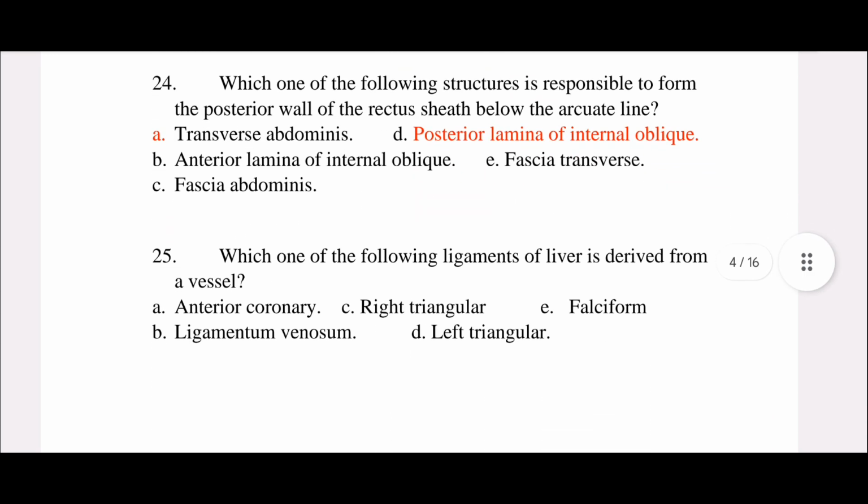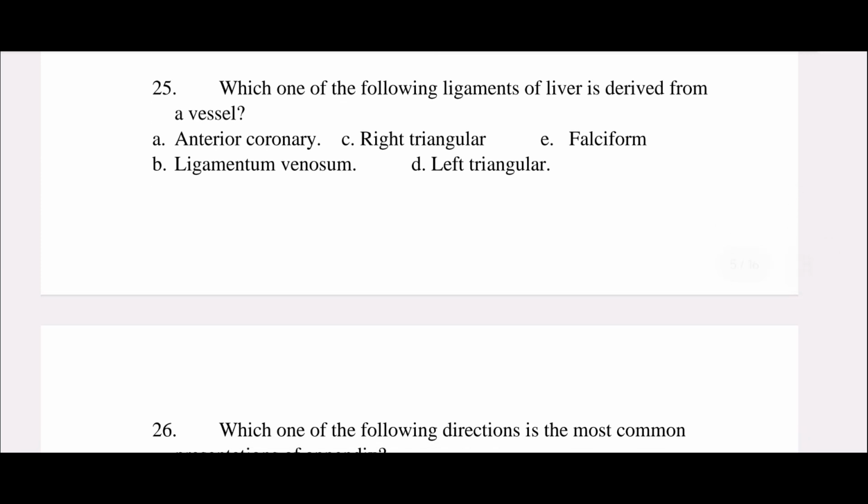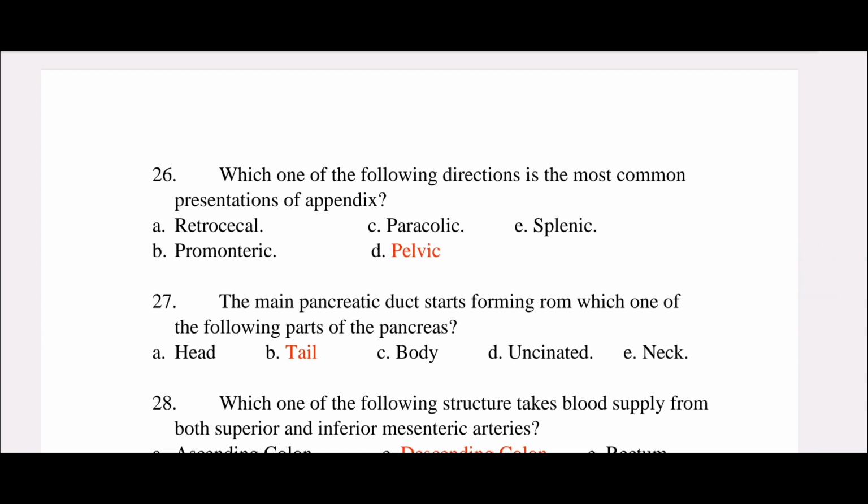25. Which one of the following ligaments of the liver is derived from a vessel? Option B, ligamentum venosum. 26. Which one of the following directions is the most common presentation of the appendix? Option D, pelvic.